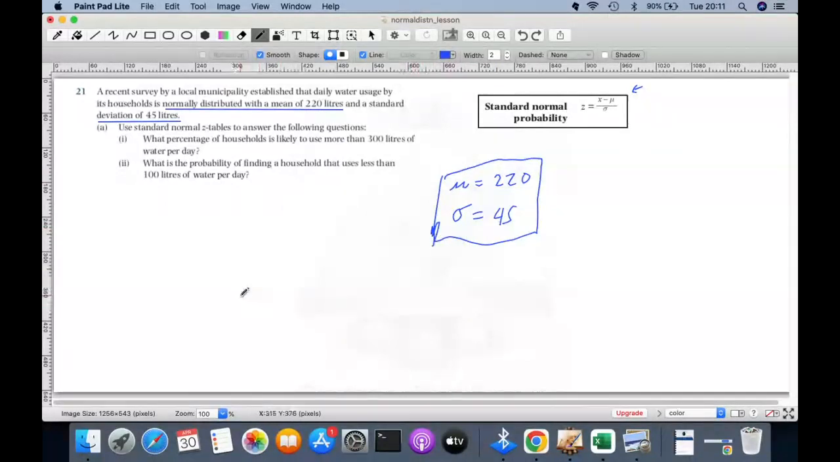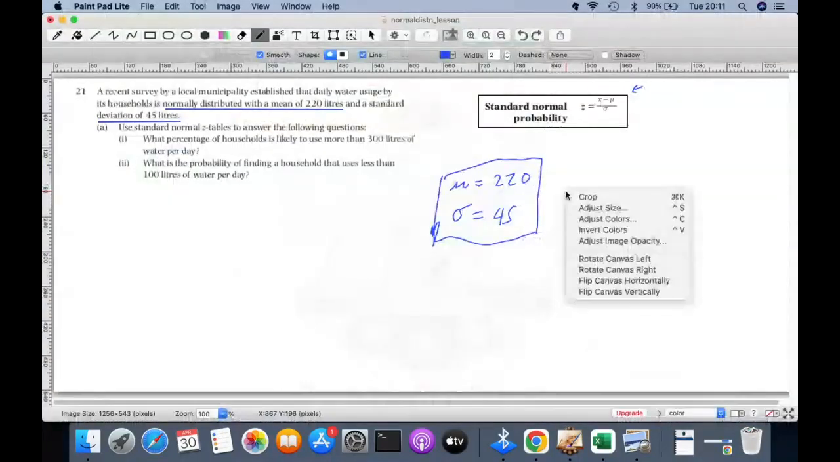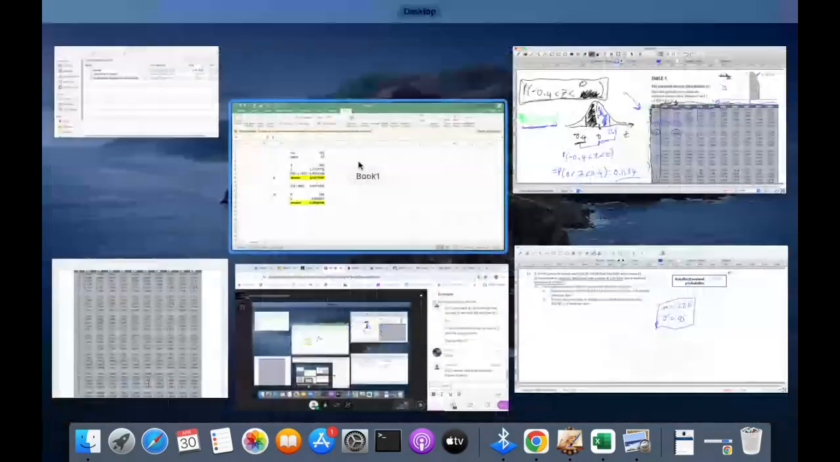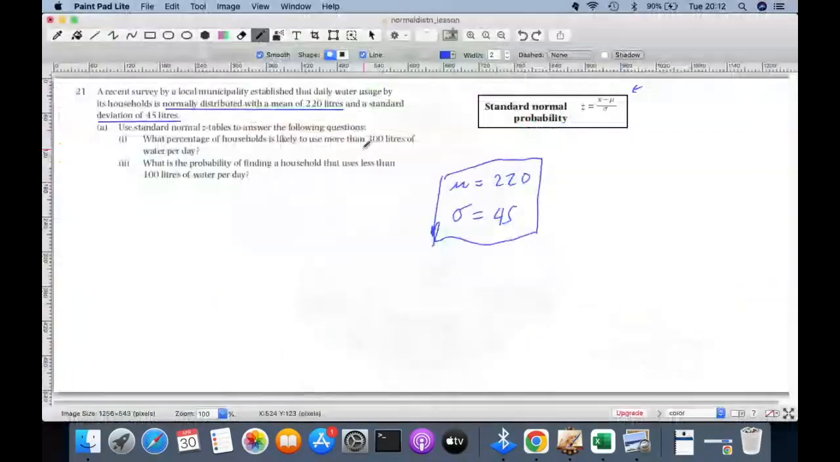Now the question says to use the standard normal Z table. That's the table we've been working with all this time. If we go back, it's this table here. This is the standard normal table. So it's telling you to use that table to answer the questions that follow. Let's just look at the first question. I'll ignore the second question. We're going to answer question one.